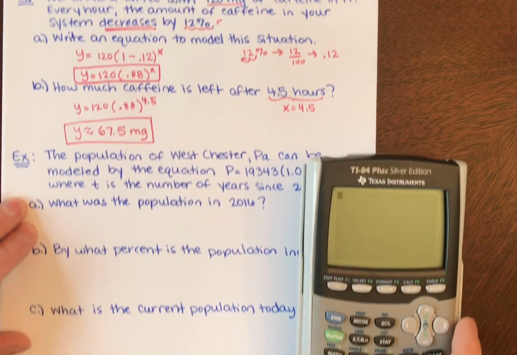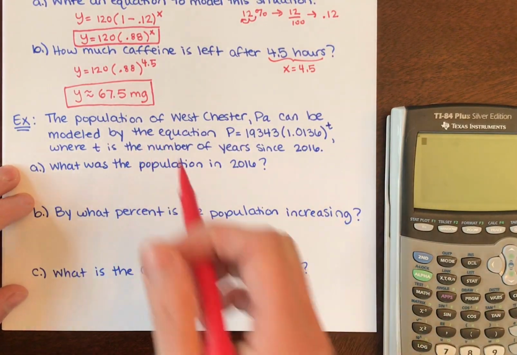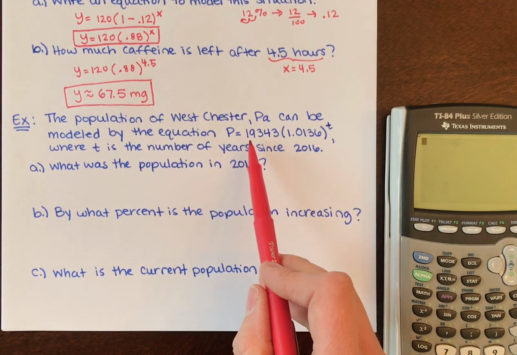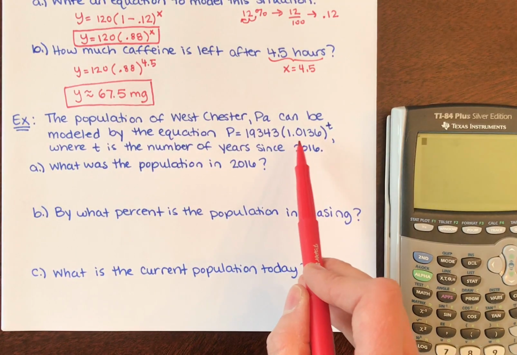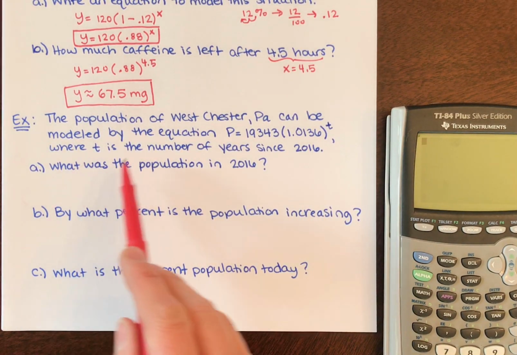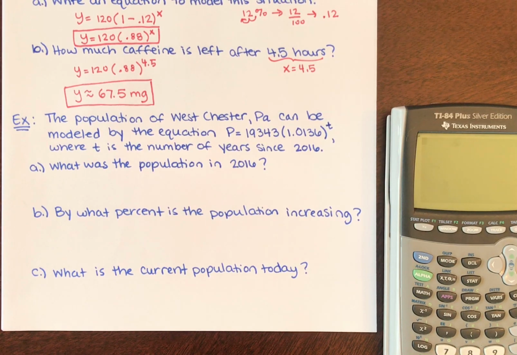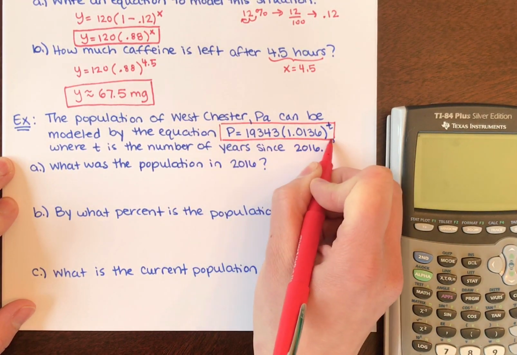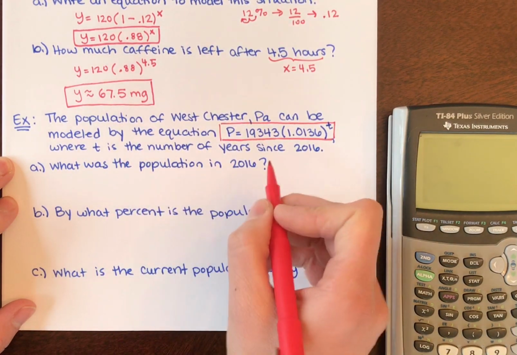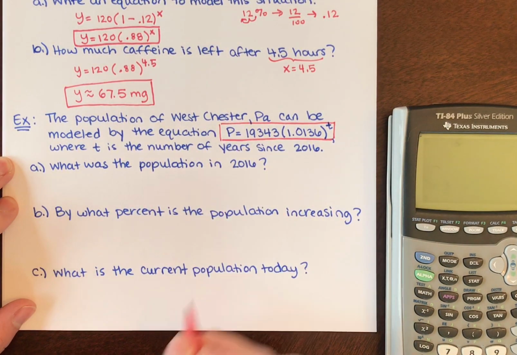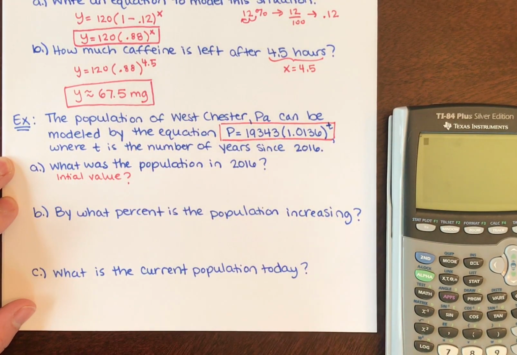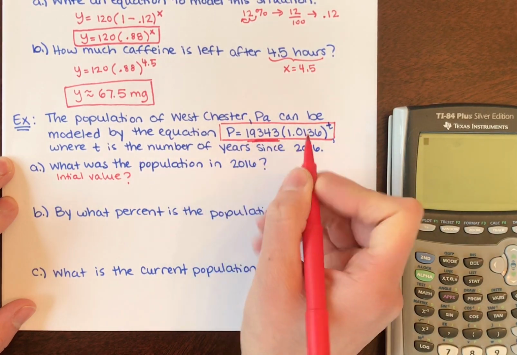Okay, if I look at my next example, the population of Westchester can be modeled by the equation P equals 19,343 times 1.0136 to the T, where T is the number of years since 2016. So if I said, what's the population in 2016? I'm going to use this equation. Well, this equation is talking about the years since 2016. So asking for the population in 2016 is like asking, what's this initial value? And our initial value is that A value.